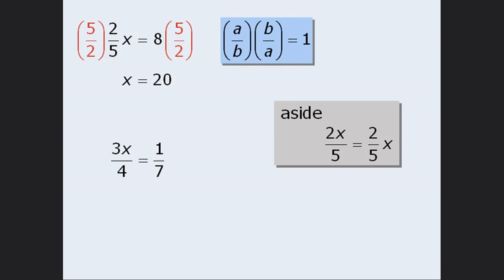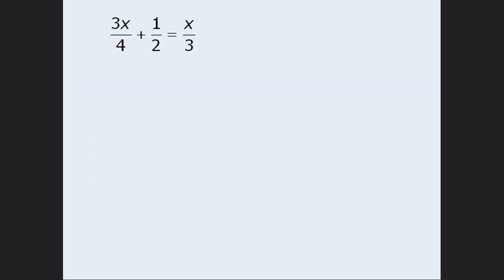Here the coefficient of x is 3/4, so we'll multiply both sides of the equation by the reciprocal, 4/3. Now on the left-hand side, the fractions cancel out, leaving us with x. And on the right-hand side, 1/7 times 4/3 is equal to 4 over 21. So the solution here is x equals 4 over 21. Okay, now let's examine a more advanced question.